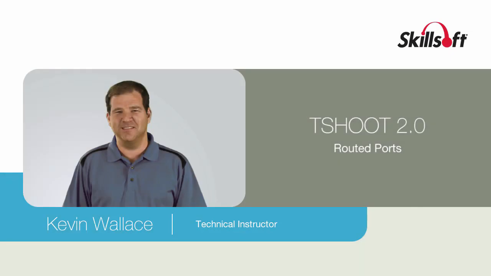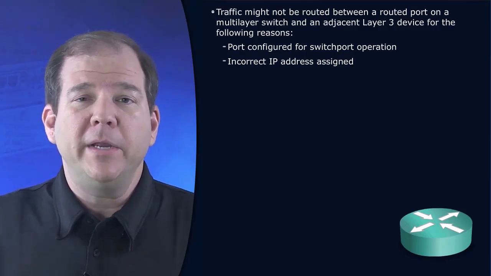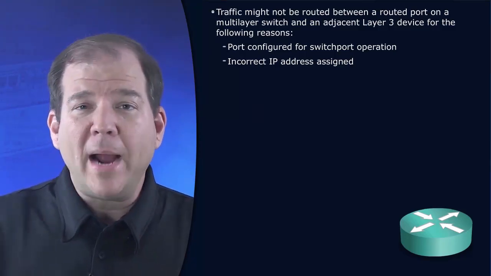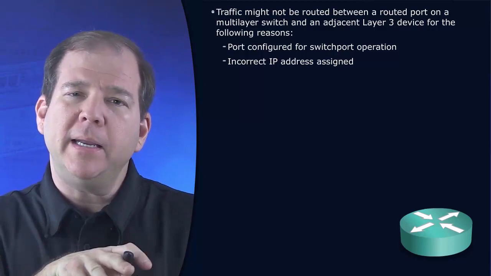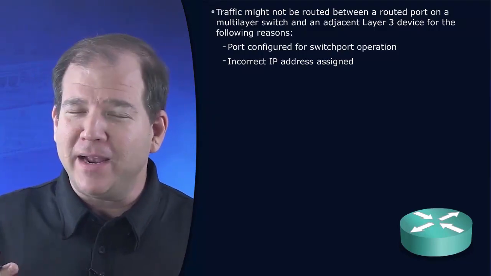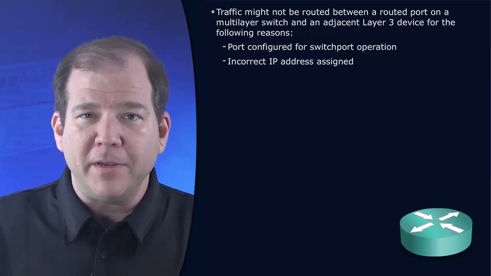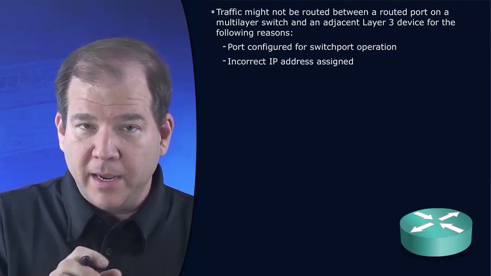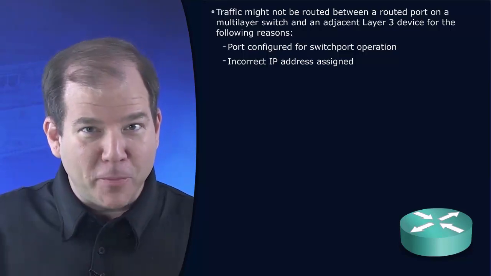Another issue we could have when it comes to routing with a multi-layer switch is a misconfiguration with a routed port. By a routed port, I mean that we've gone into this switch port and said, do not be a switch port. I'm not assigning you to a VLAN. Instead, you're going to act like a router interface.